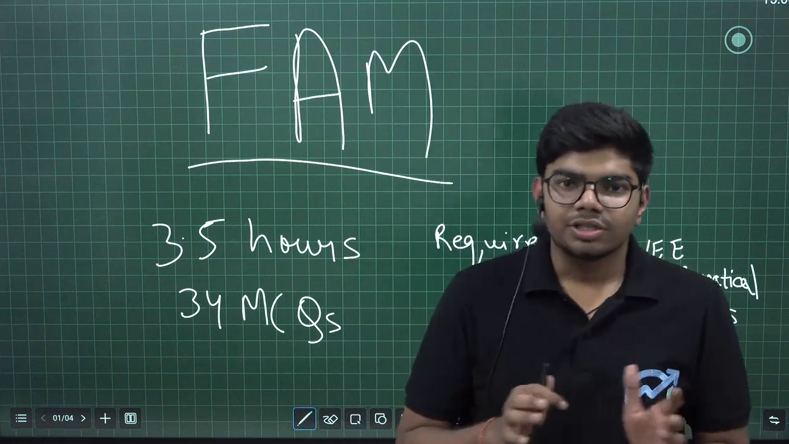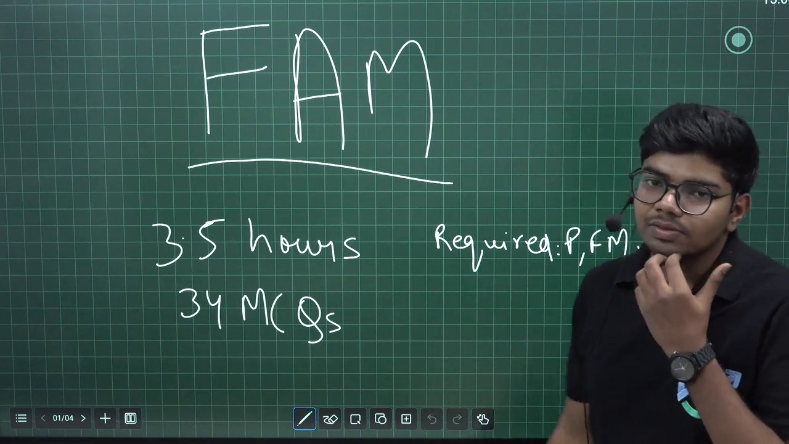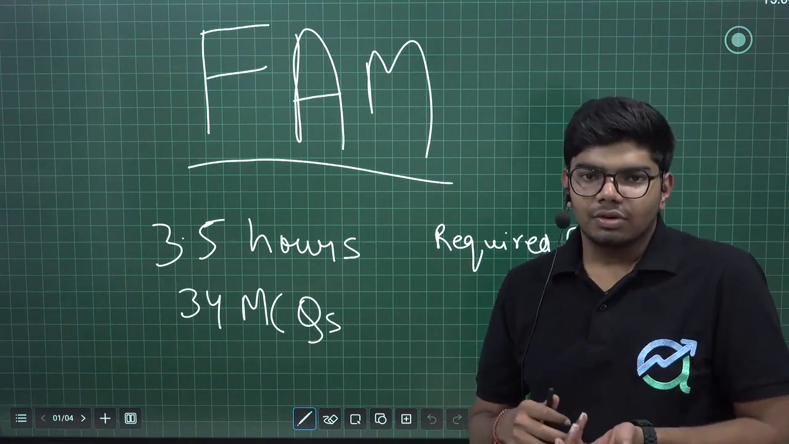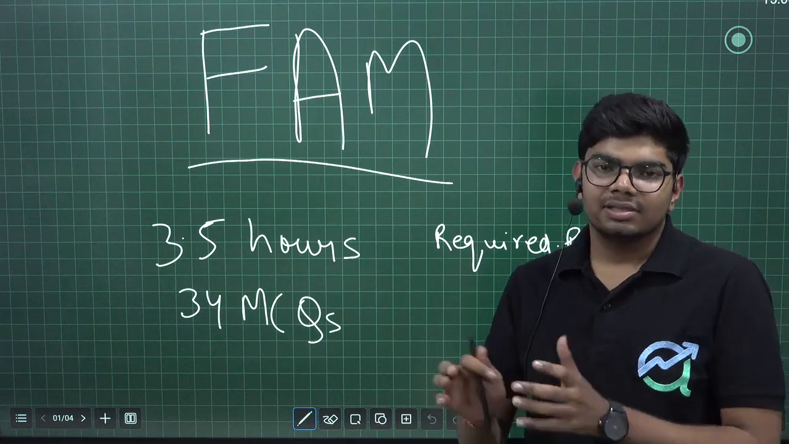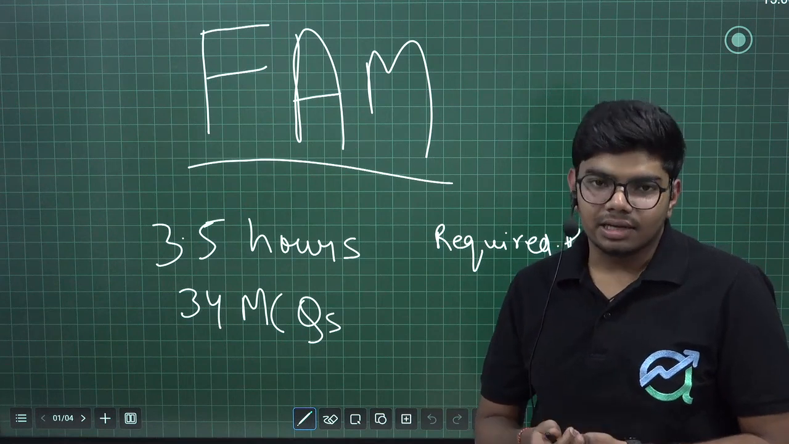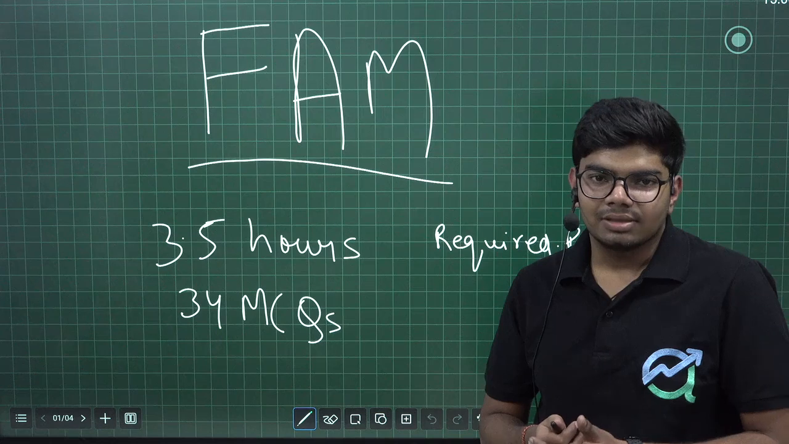The total duration for the FAM exam would be 3.5 hours and there would be 34 MCQs in it. And inside one MCQ there would be 5 options. They might give you 4 options, but generally it has been seen that they provide you with 5 options. And the options that they provide are actually really tricky, so it requires a lot of practice before you sit in the actual examination.